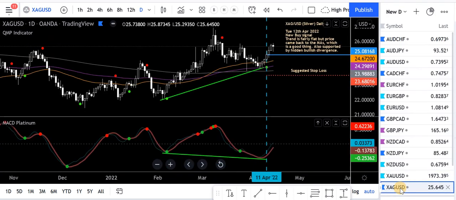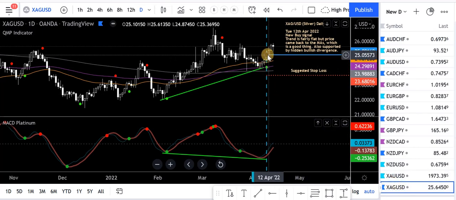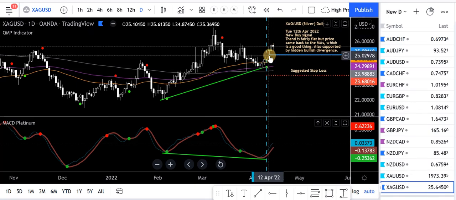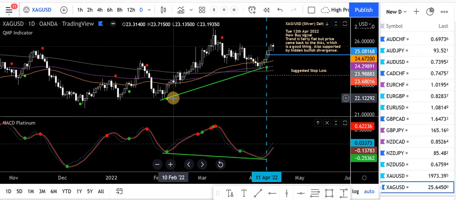And gold's poor cousin, silver, XAG USD. It's a little bit confusing, aren't they? But it's silver. We took a buy on this in here on the 12th of April on the open. And like I said, I called all these trades at the time.